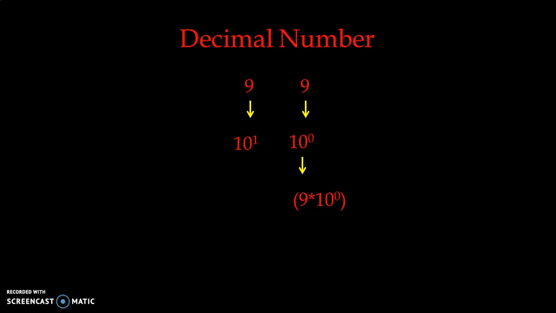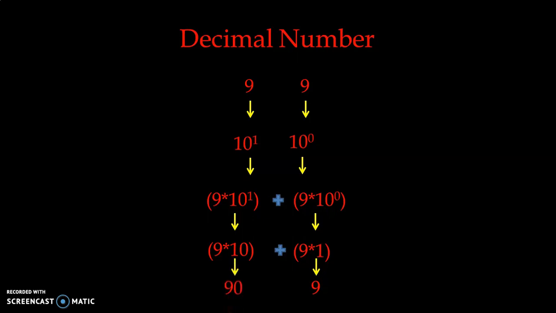So 9 multiplied by 10 raised to 0, and same way 9 multiplied by 10 raised to 1. So now we have to add both the values. So 9 multiplied by 10 raised to 0, 10 raised to 0 is equal to 1. So it is 9 multiplied by 1, and 9 multiplied by 10, 10 raised to 1, that is 10. Again we have to do addition. So 9 multiplied by 1, that is 9, and 9 multiplied by 10, that is 90.